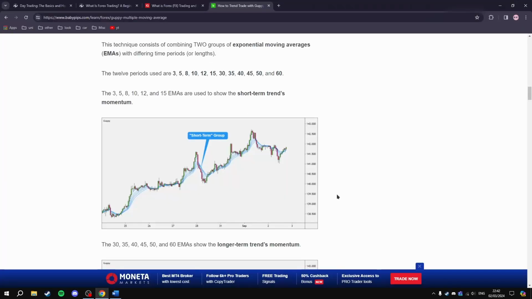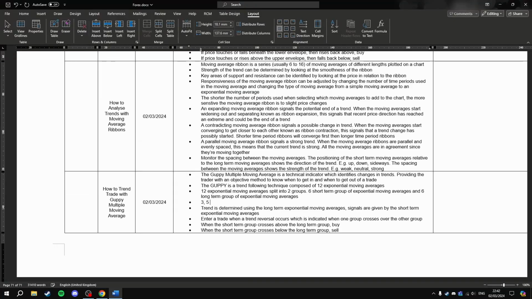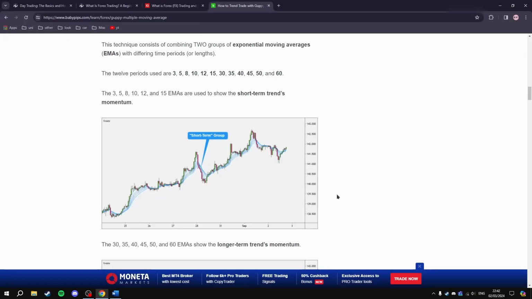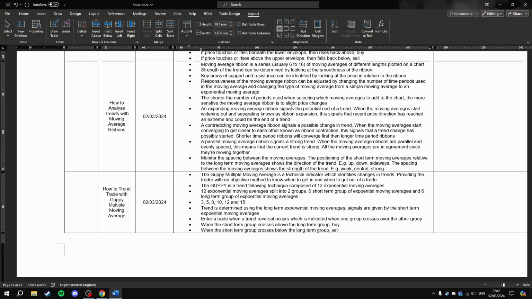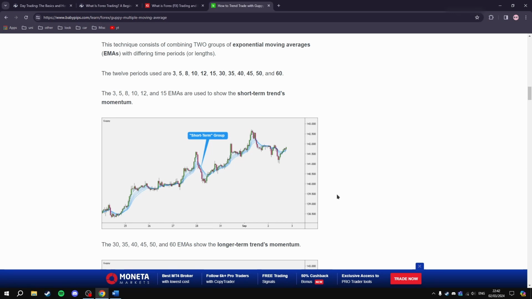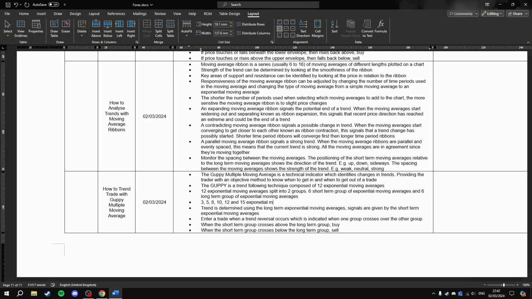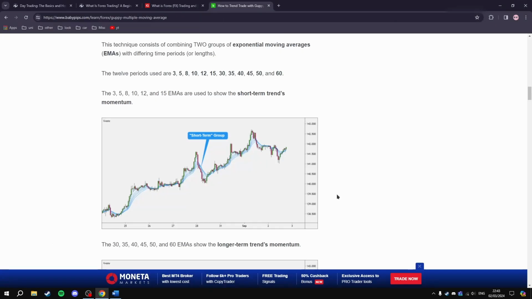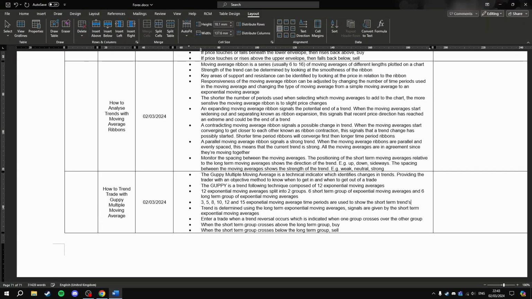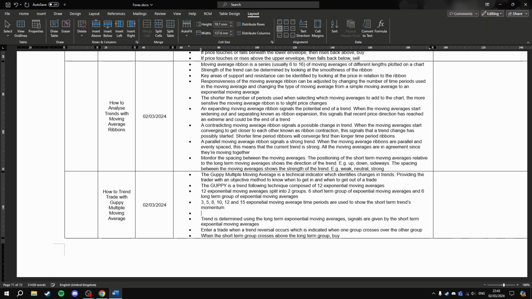So 3, 5, 8, 10, 12 and 15 exponential moving average time periods are used to show the short-term trend's momentum.